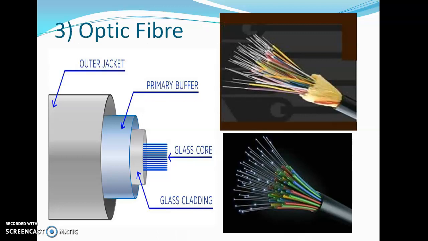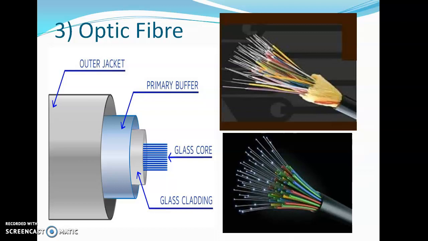Now, the next one that we have here is the optic fiber. Unlike the twisted pair and the coaxial cable, optic fiber is used for transmitting not any electrical signal, but signal in the form of light. So this is the main difference. The optic fiber will be transmitting your signal in the form of light. So that means the transmission rate here will be very fast. The data will be transmitted at the speed of light.